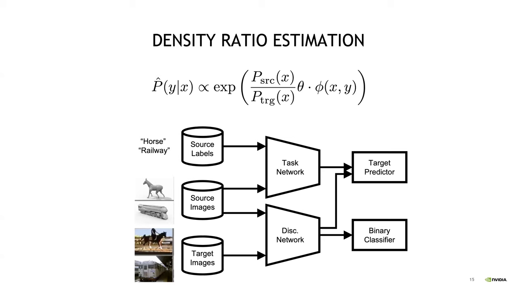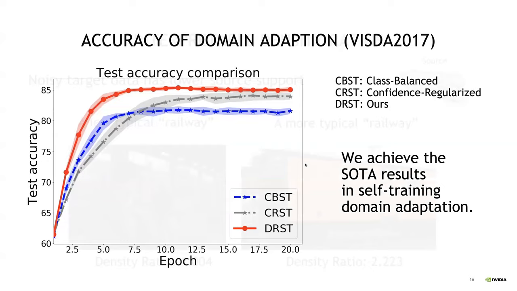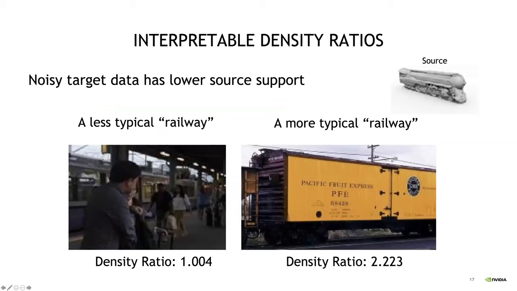And so we see good outcomes for domain adaptation, but also an interpretable density ratio. For instance, this train here is kind of a more typical train because it's not as cluttered compared to this image here. So the density ratio again is an interpretable notion of hardness. And that to me is also the important inductive bias we need, right? A notion of hardness that we can interpret.